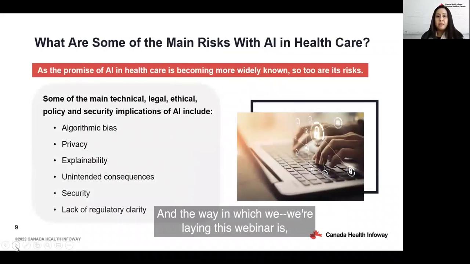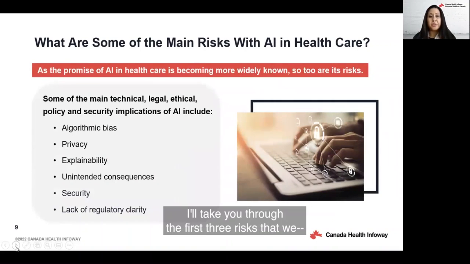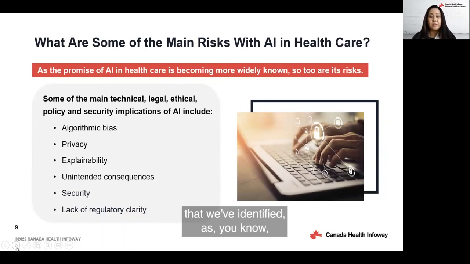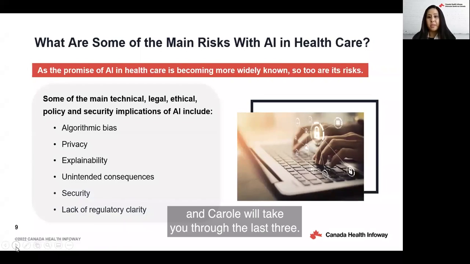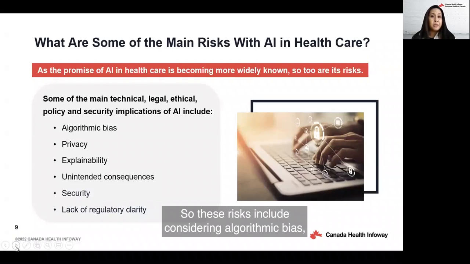And the way in which we're laying out this webinar is I'll take you through the first three risks that we've identified as some of the things that we should be considering when you're implementing AI technologies, and Kara will take you through the last three. So these risks include considering algorithmic bias, privacy, explainability, unintended consequences, security, and lack of regulatory clarity.